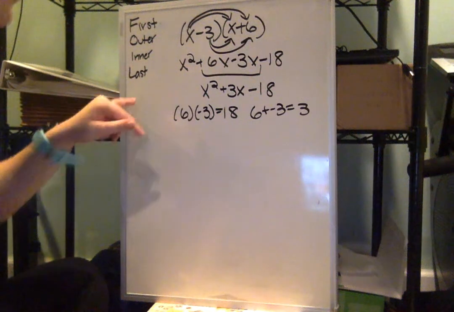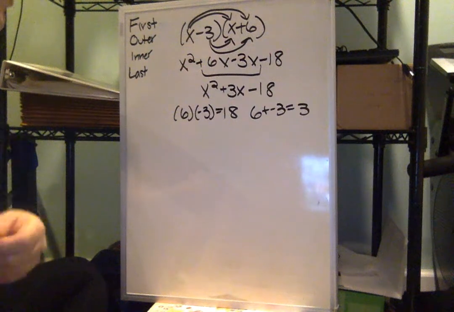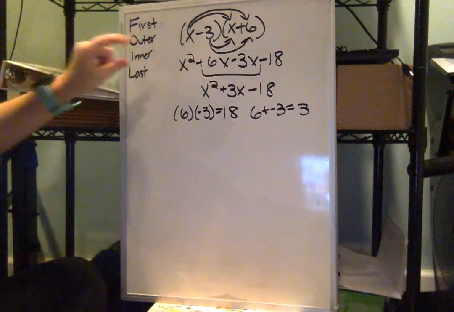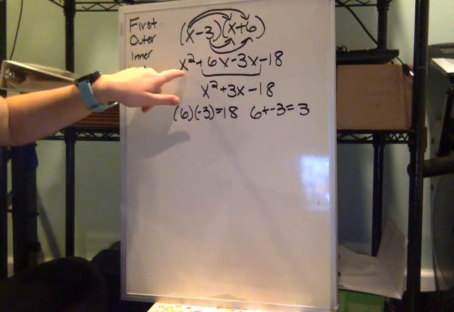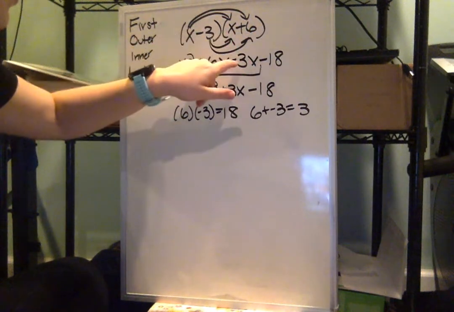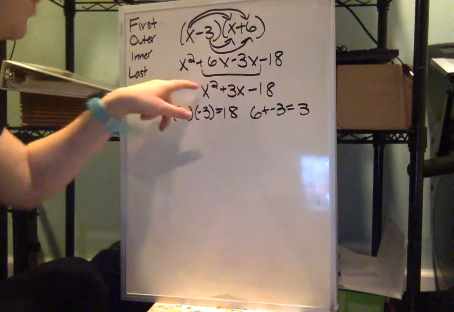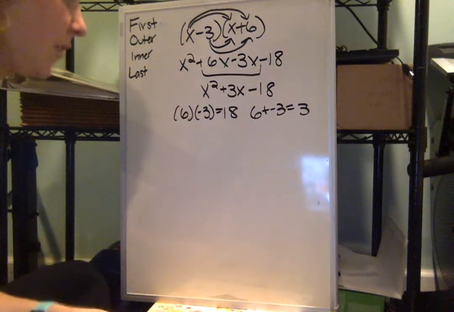Okay, so this year we've done a lot with foiling. With foiling, you're multiplying out two binomials using first, outer, inner, last. So the first two terms go to x squared, the outer terms go to 6x, inner terms go to negative 3x, and the last terms go to negative 18. If you combine like terms, you end up with x squared plus 3x minus 18.